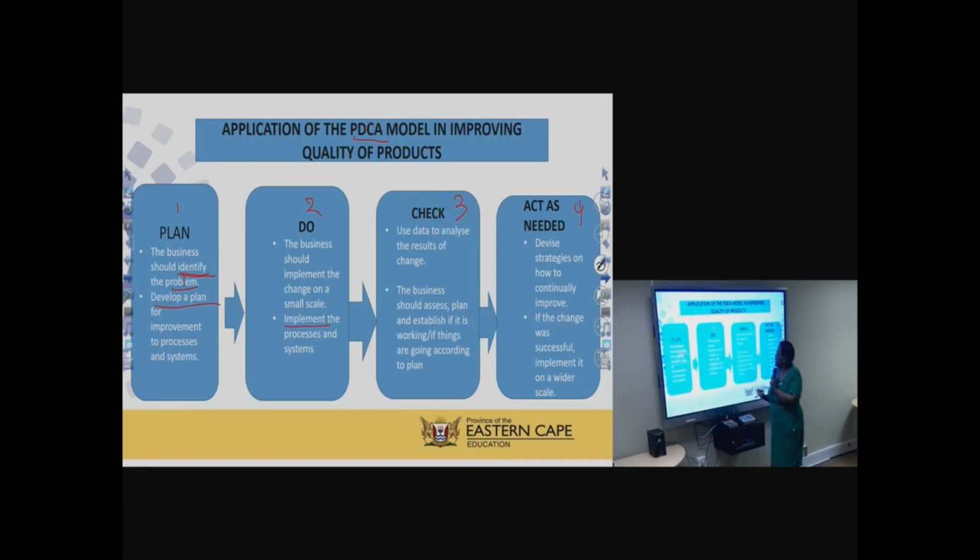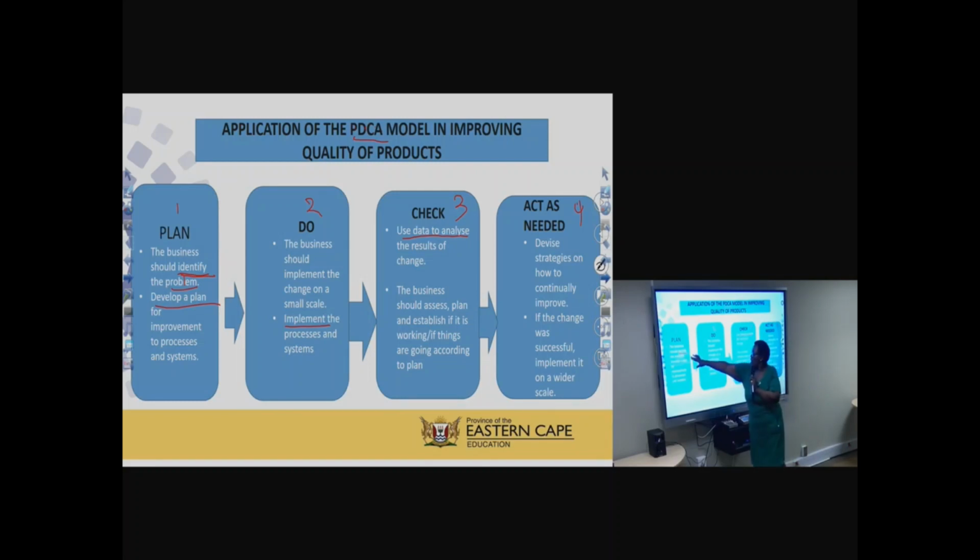In the implementation, you should not implement on a wider scale. What you have planned in stage 1, you must implement on a small scale to see if it is working or not. Then you move to stage 3, which is the checking part. You must do your assessment here. You use the data to analyze the results of the change.